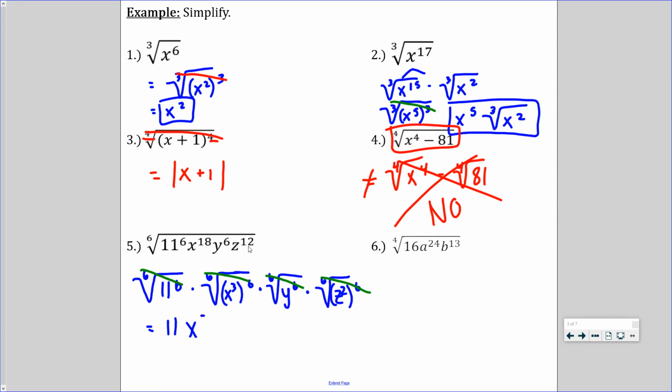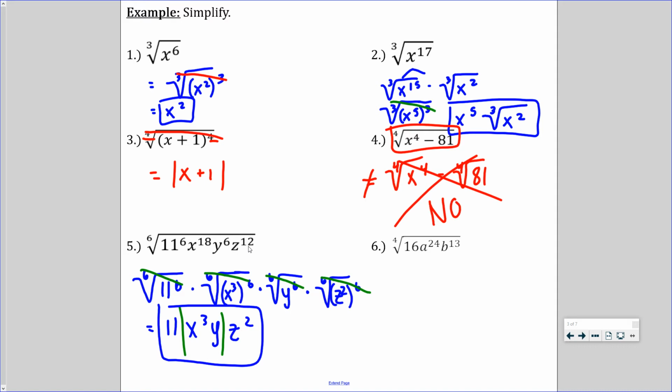11, x cubed, y, that's z squared. That's not one. Which ones need absolute values? X to Y. X and y. Good. Okay, so this we know how to do. This is kind of a review over what we just did.